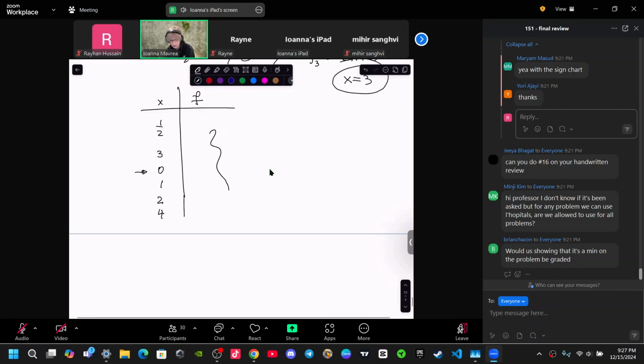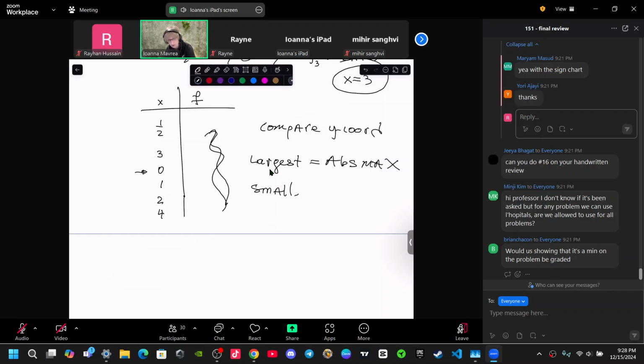So once you plug in, compare those y coordinates, these things here. The largest is the absolute maximum. That number, not the point, the number, the largest y is the absolute maximum. The smallest of the y values is the absolute minimum.